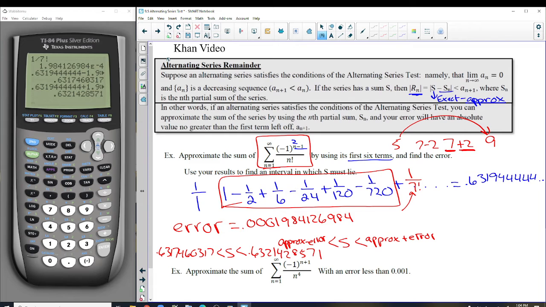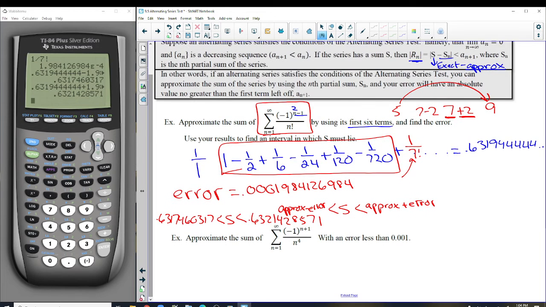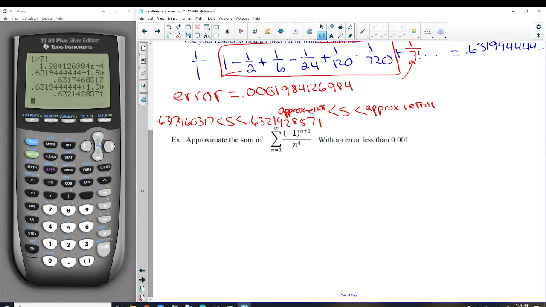Approximate the sum of the next series with an error less than 0.001. If we plug 1 in, we get a positive. So 1 over 1 to the 4th. Let's call this 1 as well. Then we have minus 1 over 2 to the 4th, plus 1 over 3 to the 4th, minus 1 over 4 to the 4th, plus 1 over 5 to the 4th, minus 1 over 6 to the 4th.